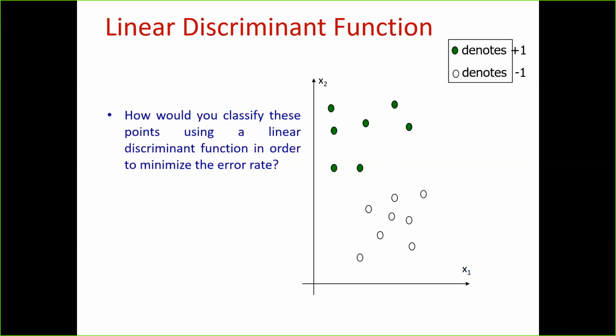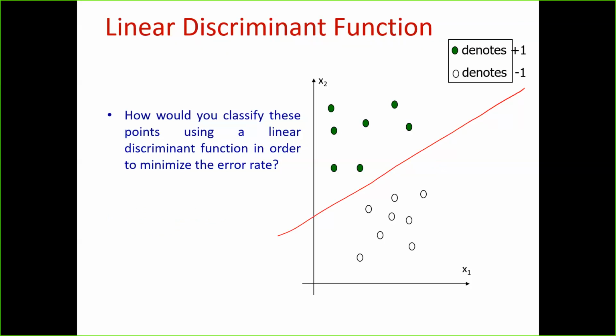So now the question is, how would you classify these points using a linear discriminant function in order to minimize the error rate? Can anybody answer this question? How would you classify these points using a linear discriminant function, or a line in simple words, in order to minimize the error rate? If you look at this line, what is the error?